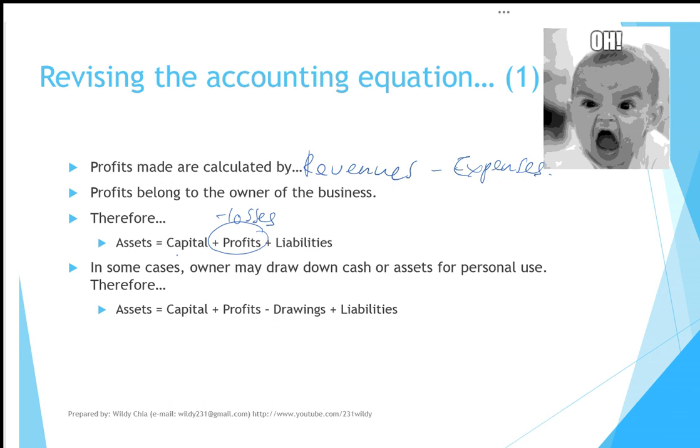In some cases, business owners may also withdraw cash or assets for personal use. Such drawdowns or withdrawals for personal use, note, are to be treated as drawings. Now drawings basically is the reverse of profits. Profits is what belongs to the owner. Drawings is what the owner takes out from the business for personal use. Read the keyword, personal use.